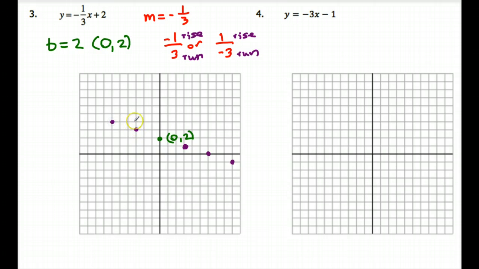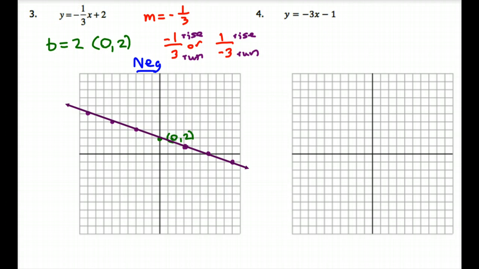Okay, whether I go down 1 first and right 3, or up 1 and left 3, I'm still going to be creating a line that is decreasing. Okay, one that has negative slope. So now I'm going to be connecting each of these points, and that gives you the line whose y-intercept is +2 that has a slope of -1/3. Okay, again, your slope is negative, so you want to be sure that the line is going downhill or decreasing, which it is. Number 4, we have y equals -3x minus 1.